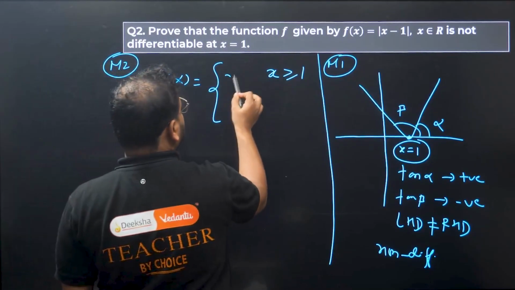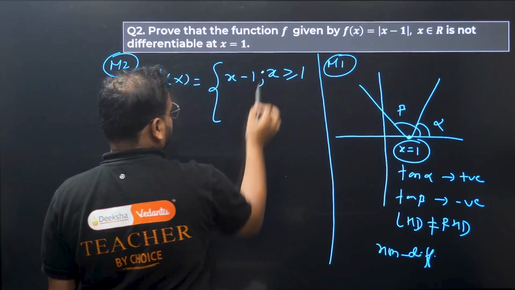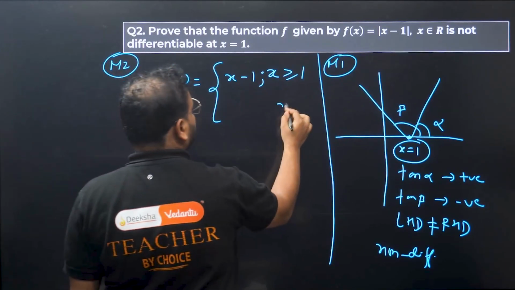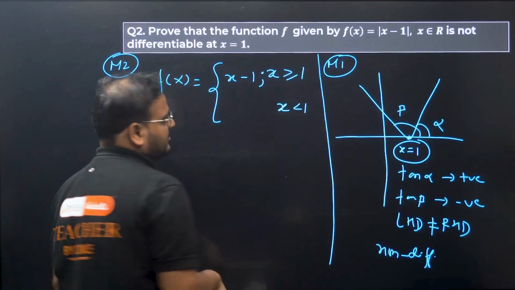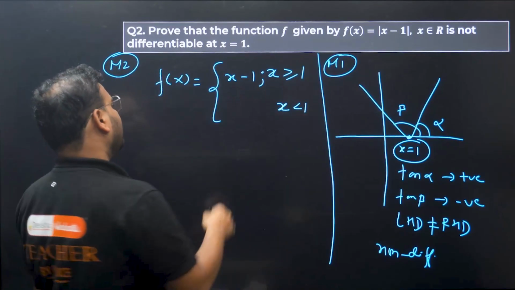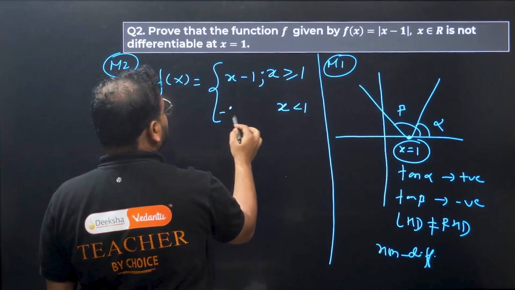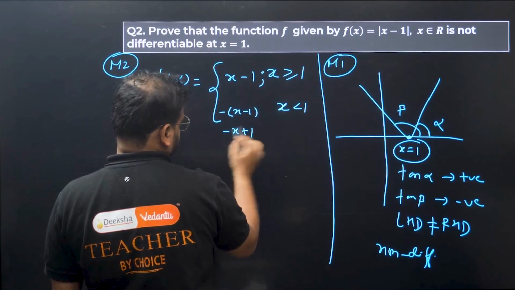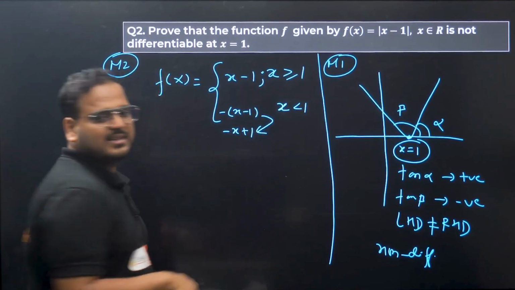You'll have this as x minus 1. The function will open with x minus 1. But if you look for the value which is less than 1, what will happen? It will become negative, right? So you'll have here minus sign of x minus 1. Basically, it will become minus x plus 1.